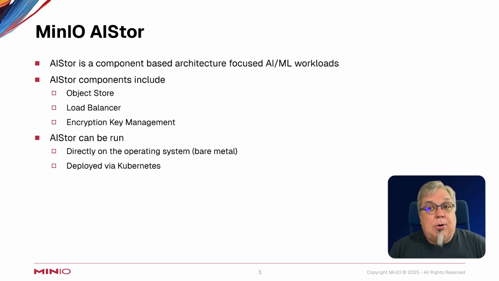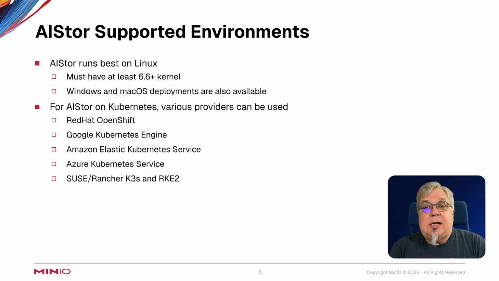MinIO AIStor is a component-based architecture focused on AI ML workloads. The AIStor components include the object store that you know and love already, but we've also added a load balancer, also encryption key management, and a bunch of AI workload tools. AIStor can be run directly on the operating system, that's what we call bare metal, or you can also deploy it via Kubernetes. When you're going to go ahead and deploy AIStor, it's going to run best for you on Linux with a 6.6 kernel or better. You can also run this on Windows or Mac OS, but in production, we strongly recommend using Linux.